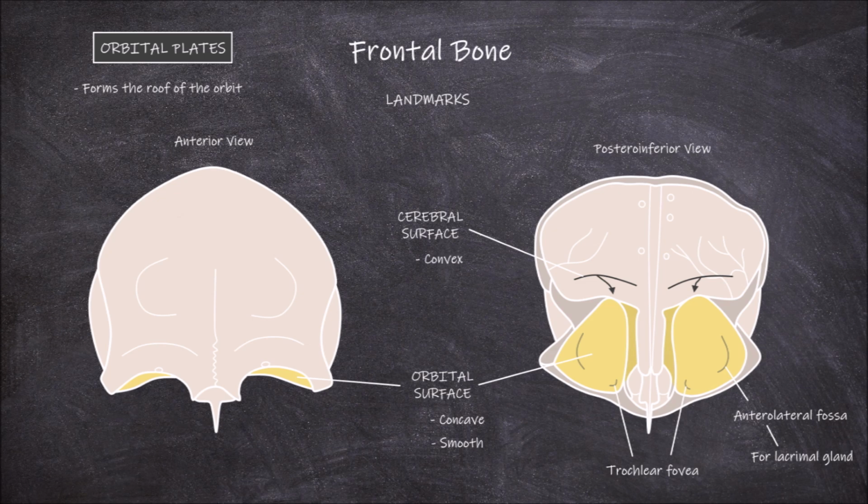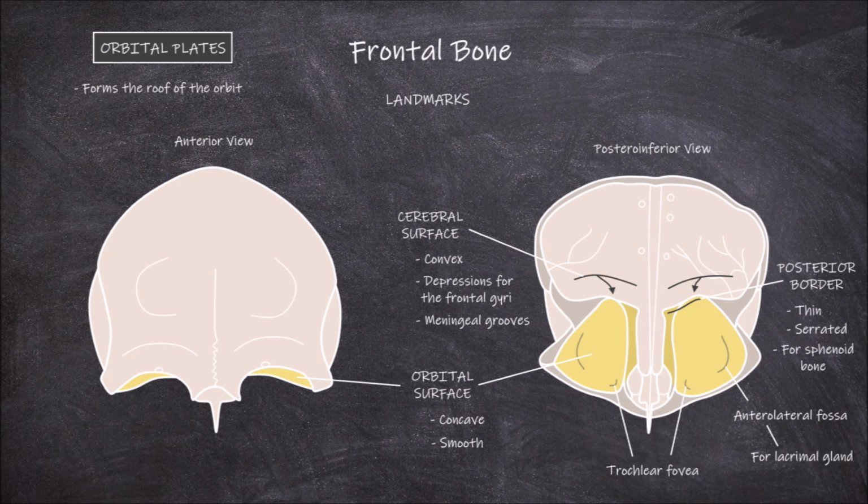This surface is convex in shape and has depressions for the frontal gyri of the frontal lobe of the brain. It also has grooves for the meningeal vessels. The orbital plates also have a posterior border. These borders are thin and serrated and form the border between the frontal bone and the wings of the sphenoid bone.